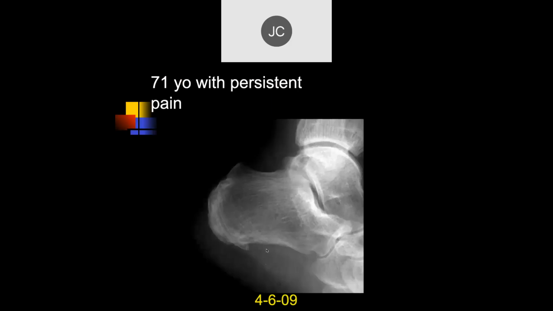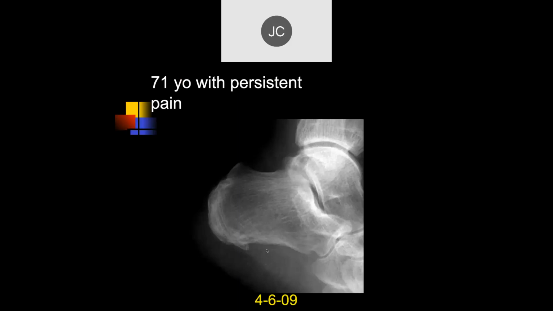Okay, so this is 6/23/06. Here's a few years later. Persistent pain over these 3 years. I mean, the spur is still there. I don't know if it's gotten any larger. Okay, so it looked the same. The X-ray was basically the same.